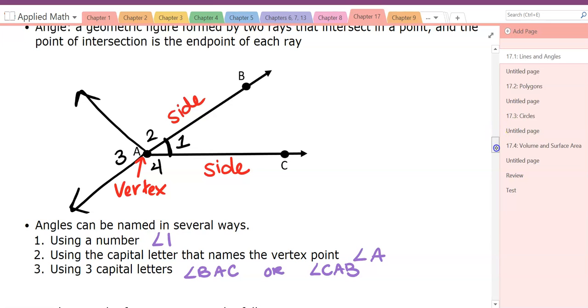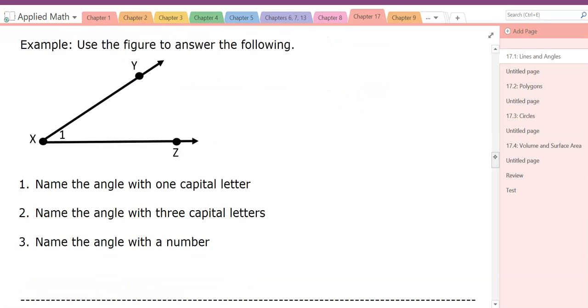Okay, so you guys, on this example, I want you to write down the 3 ways to name this angle: using the number, using a capital letter, using 3 capital letters. I want you to do all 3 of those by yourself here.